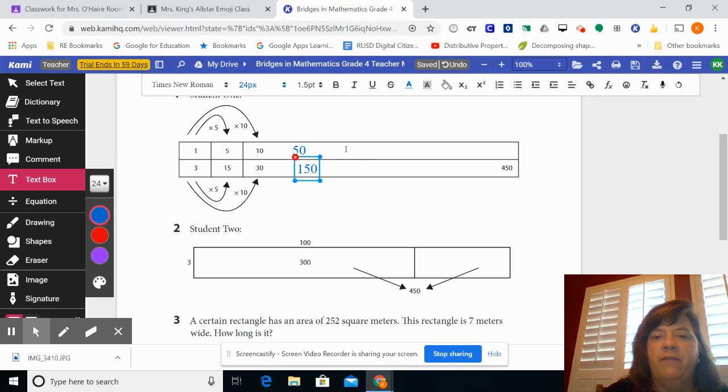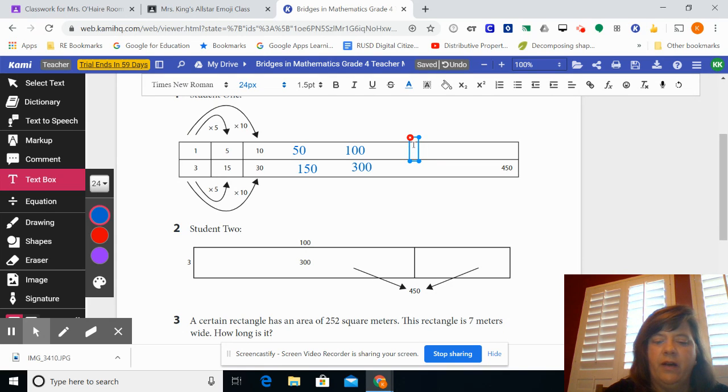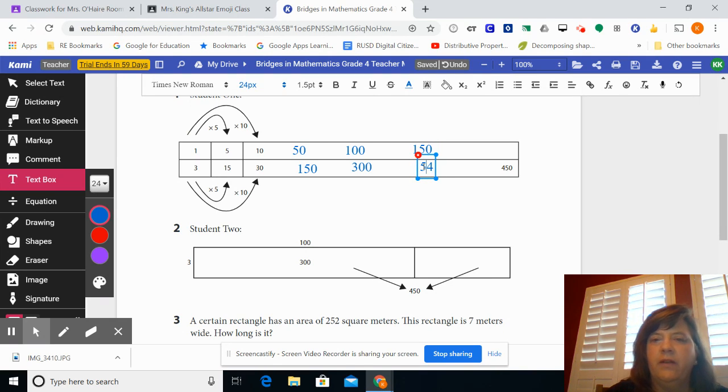And I'm going to go up by 50 and do 100 here. And then I know 1 times 100 is 100. 3 times 100 is 300. And then I'm going to go up by 50 one more time and see if I get closer to 450. So I've got 150, and then 3 times 150 is going to be 450. Okay, and then I look at this array and I see 3 times 100 is 300.